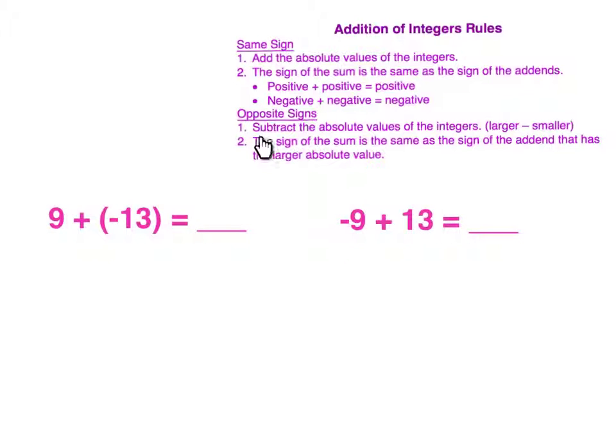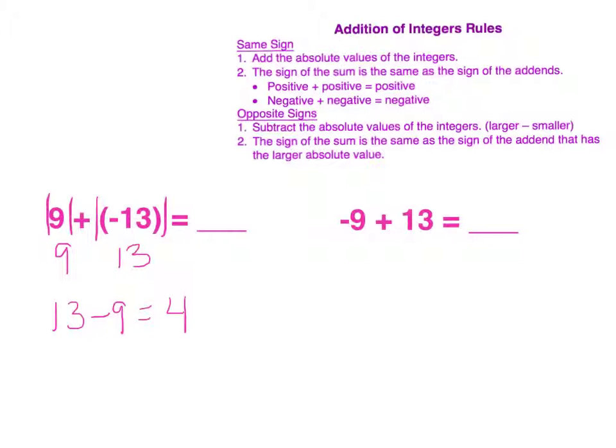Now we'll look at some examples where the integers that we're adding have opposite signs. The first step is to subtract the absolute values of the integers, larger minus smaller. The absolute value of 9 is 9. The absolute value of negative 13 is 13. 13 is bigger than 9, so we're going to take 13 minus 9 and get 4.